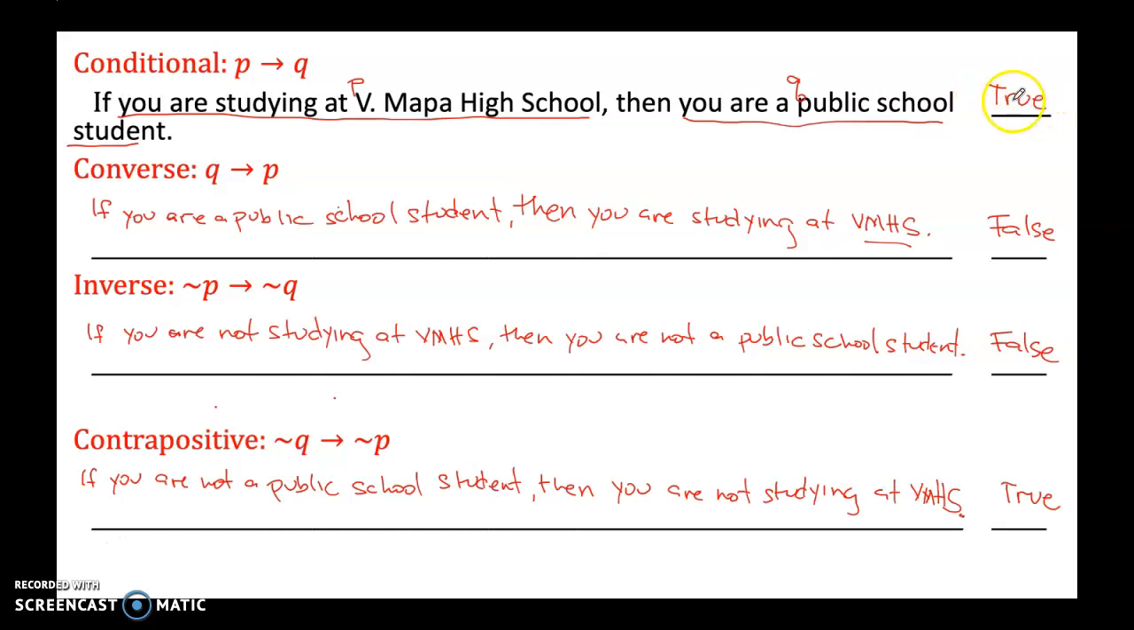As you can see, the conditional and the contrapositive have the same truth value, and the converse and inverse have the same truth value. So those are the logically equivalent statements. The logical equivalent of the conditional statement is the contrapositive, and the logical equivalent of the converse is the inverse statement. So we can check more if it's true in our next example.